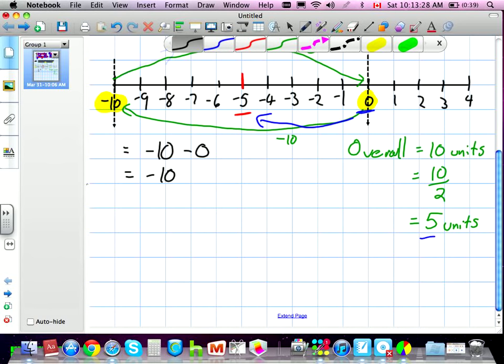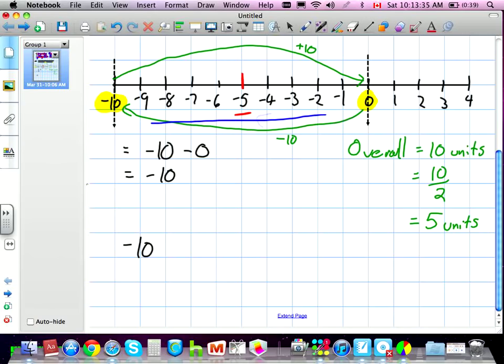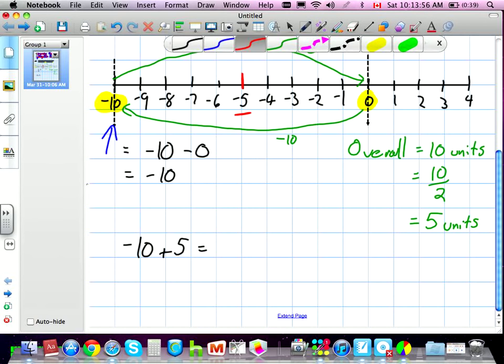So let's see if we can try with both answers, okay? Remember, we're going in a positive direction if we're going towards 0, right? This means we're traveling in the positive direction on the number line, so we'd be adding 5 units. Have you guys done adding and subtracting integers yet? I think I understand it. Okay, so what if I was at negative 10 and I went in the positive direction 5? Where would it end up?